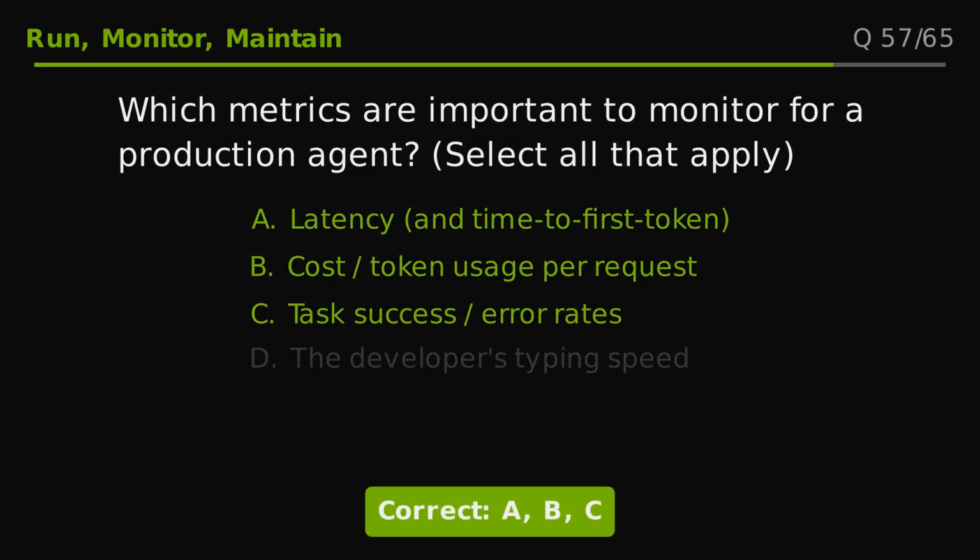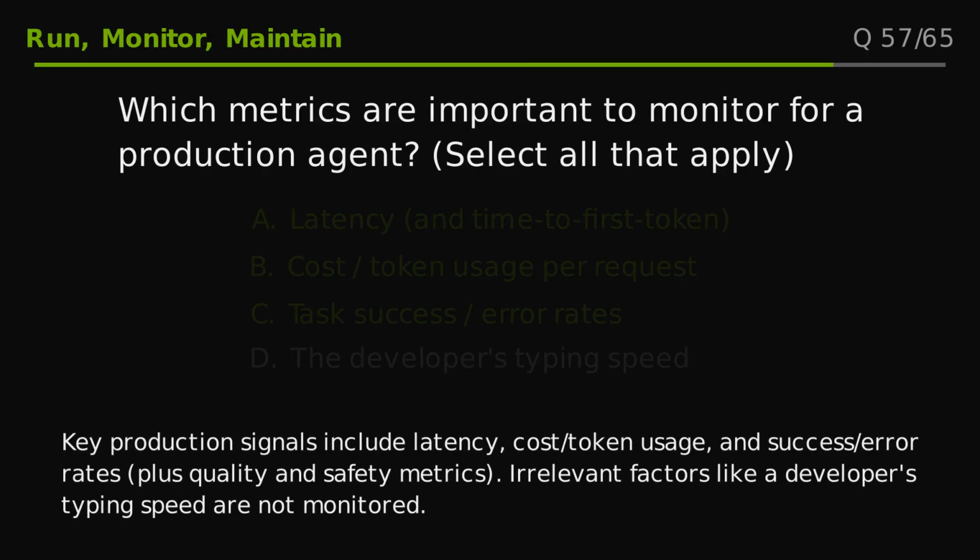Correct answers are B and D. Key production signals include latency, cost by token usage, and success by error rates, plus quality and safety metrics. Irrelevant factors like a developer's typing speed are not monitored.